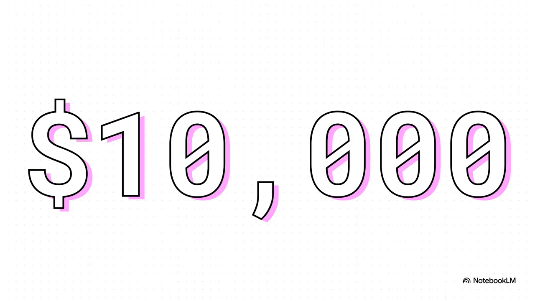Let's start with that first number, $10,000. That's our intercept, our beta 0. So what does it mean? It means that according to our model, with 0 years of education, the predicted starting income is $10,000. It's the baseline on our graph.